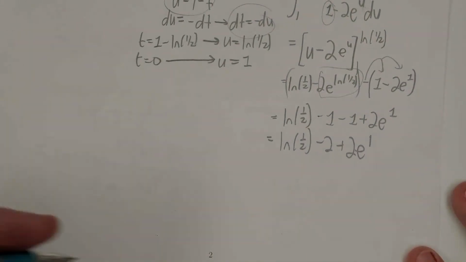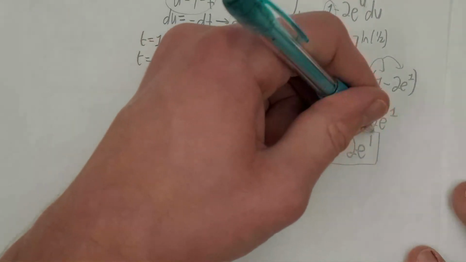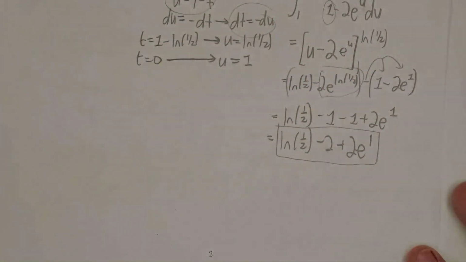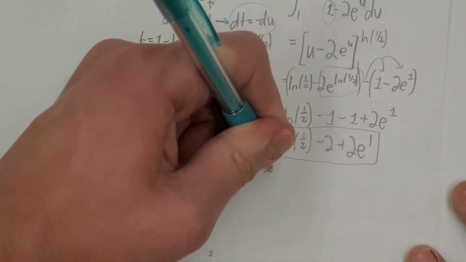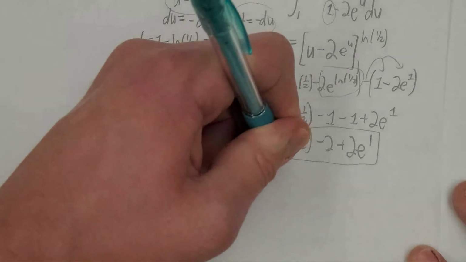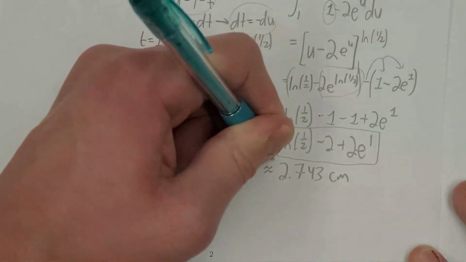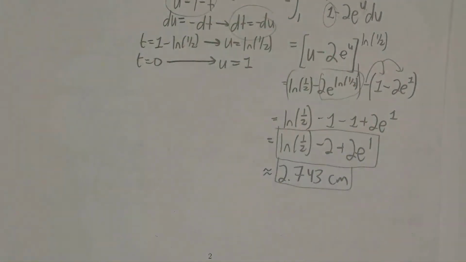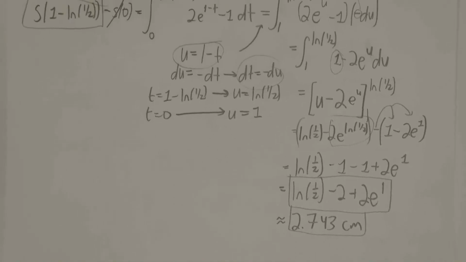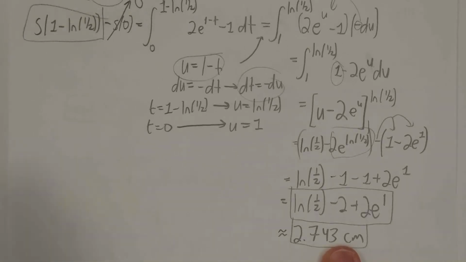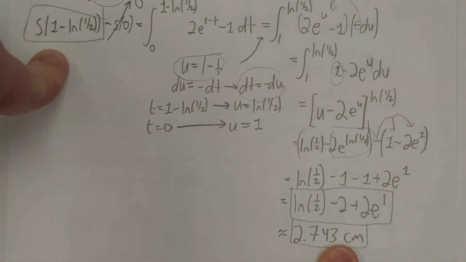If the problem just asks for the exact value, you could leave it as this and move on. But if you want to put it into a calculator, you should end up with 2.743 centimeters. Okay? So this ultimately becomes your final answer here, because this is what we were trying to solve for from the beginning.